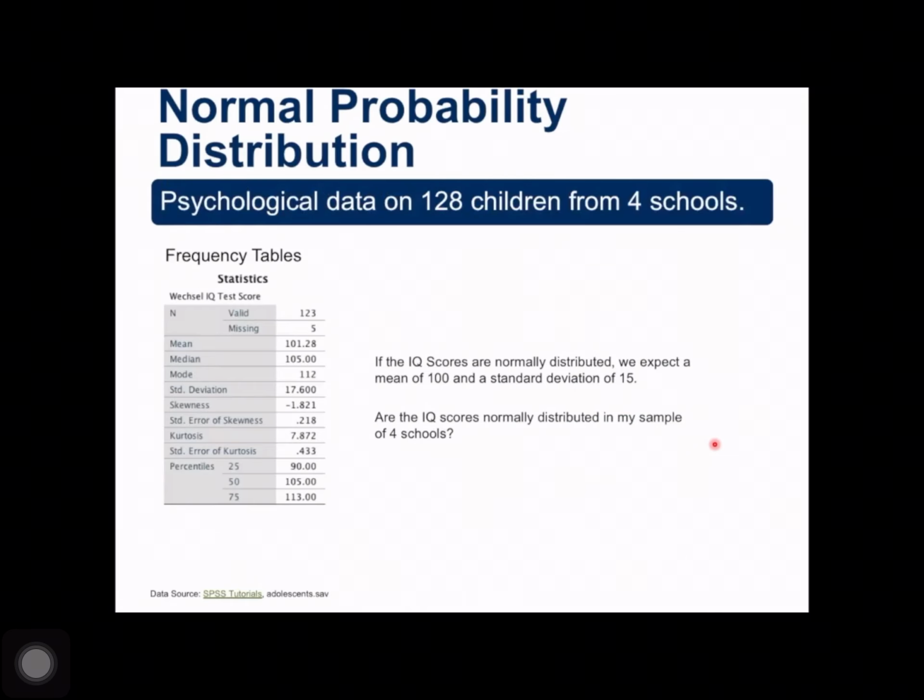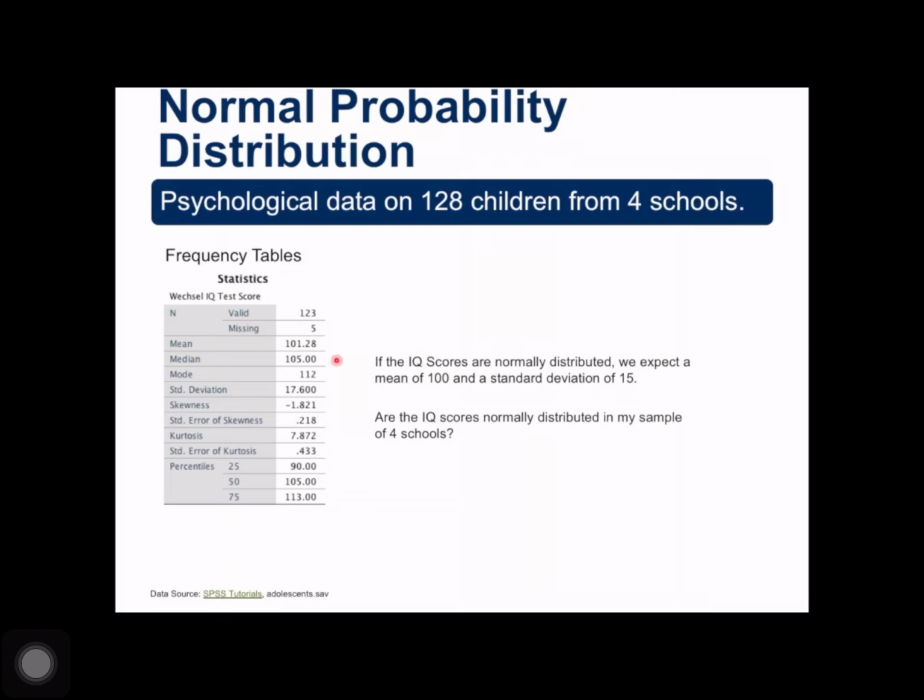Now, this kind of logic using the normal probability distribution is very helpful, again, when you're looking at your own data, to ask questions about normal distributions of events. If IQ scores were normally distributed, we would expect a mean of 100 and a standard deviation of 15. This is just known worldwide about IQ scores. But you remember in the sample that we looked at in a prior session, we had IQ scores that were distributed across different schools. So can I use this logic to help me see our IQ scores?